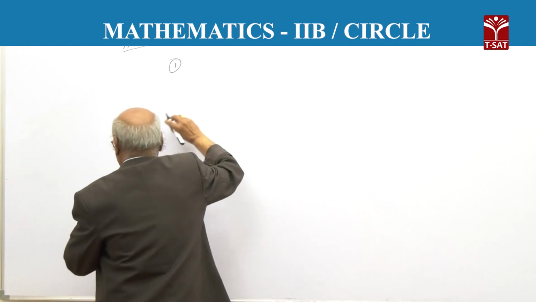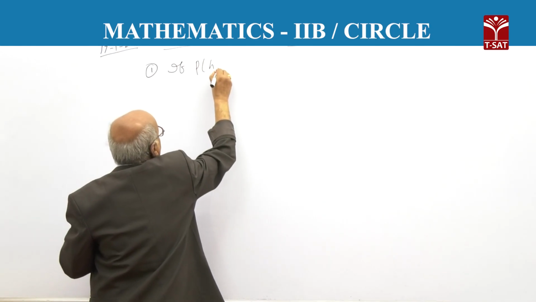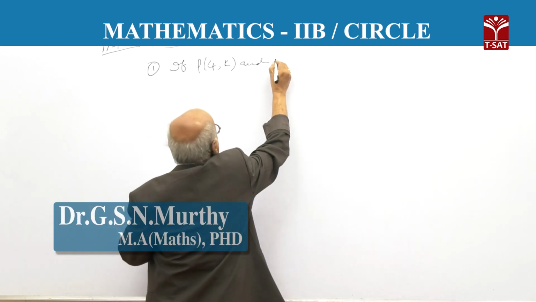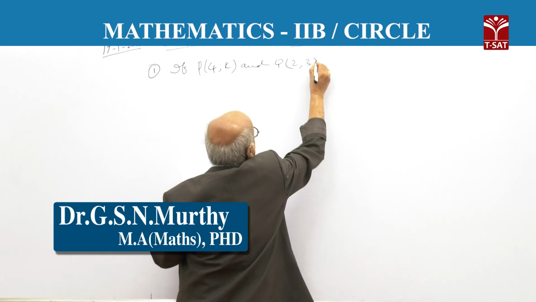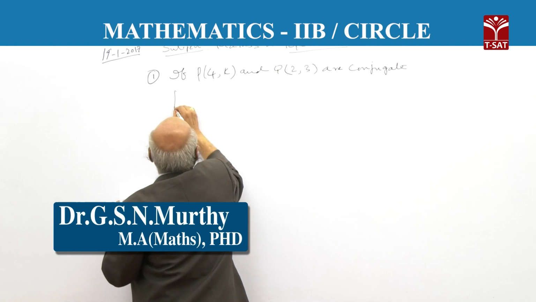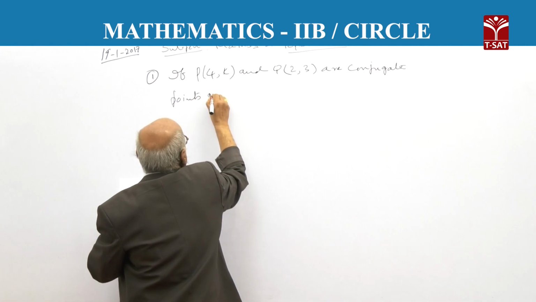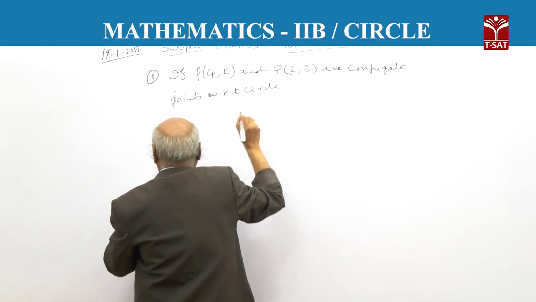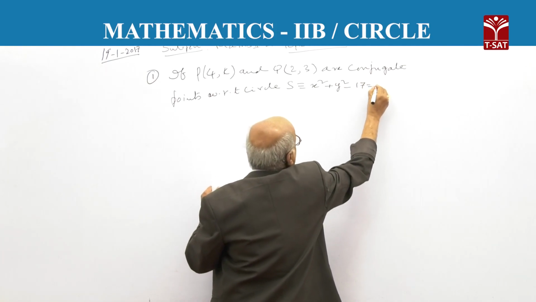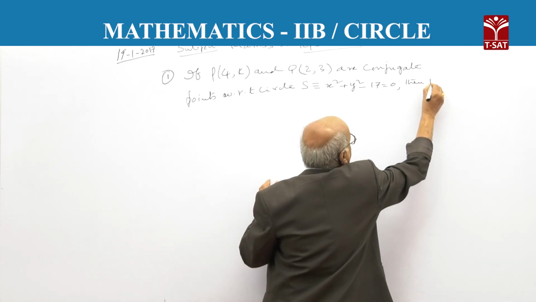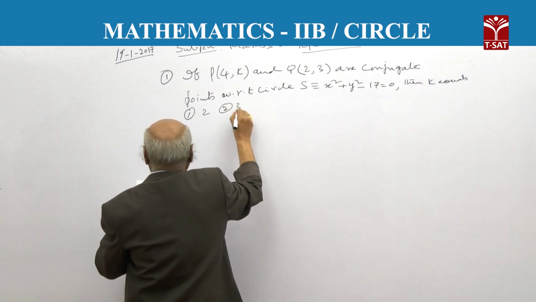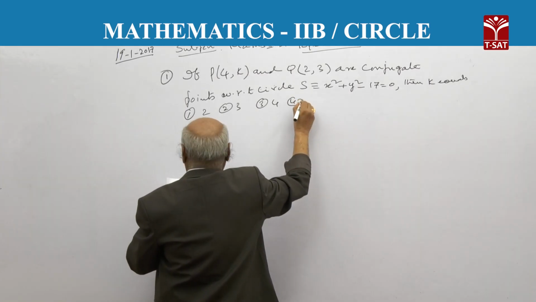So, problem number 1. If P(4, K) and Q(2, 3) are conjugate points with respect to the circle S = x² + y² − 17 = 0, then K equals: options 1) 2, 2) 3, 3) 4, and 4) 5.